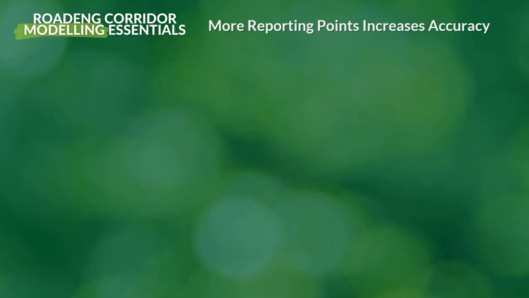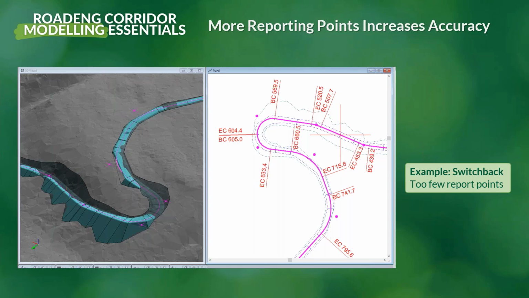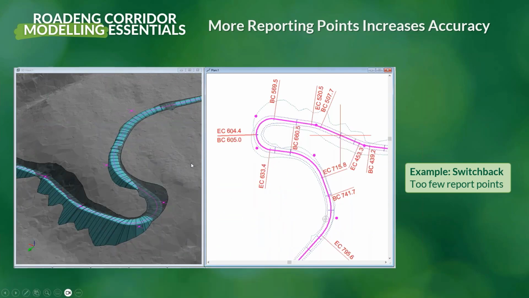So the first is a very easy to understand one. The more report points you have, the more accurate the volume calculations from your design. Let's take a quick look at an example of a switchback that has too few report points. You can see here in this one curve, there are definitely not enough report points. The curve has not been properly visually defined. If you add more report points into it, you can now start to see the proper curve geometry being visualized, and the volumes that are going to be calculated from that are much, much more accurate.